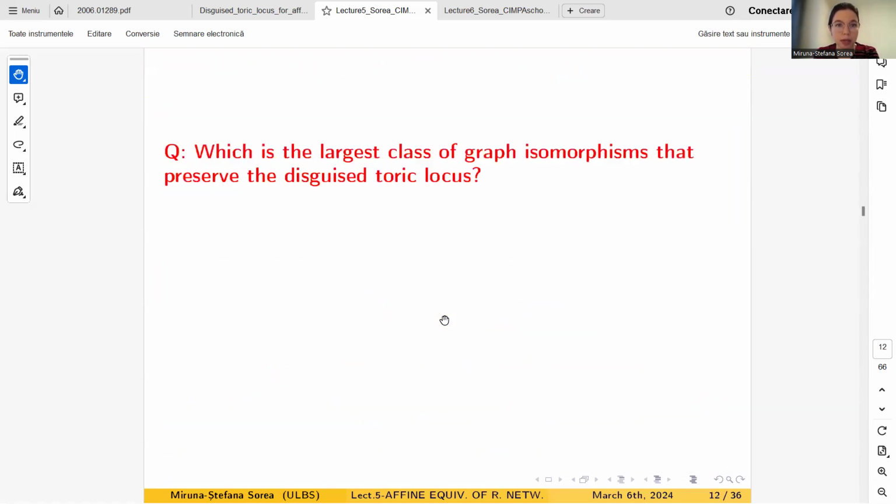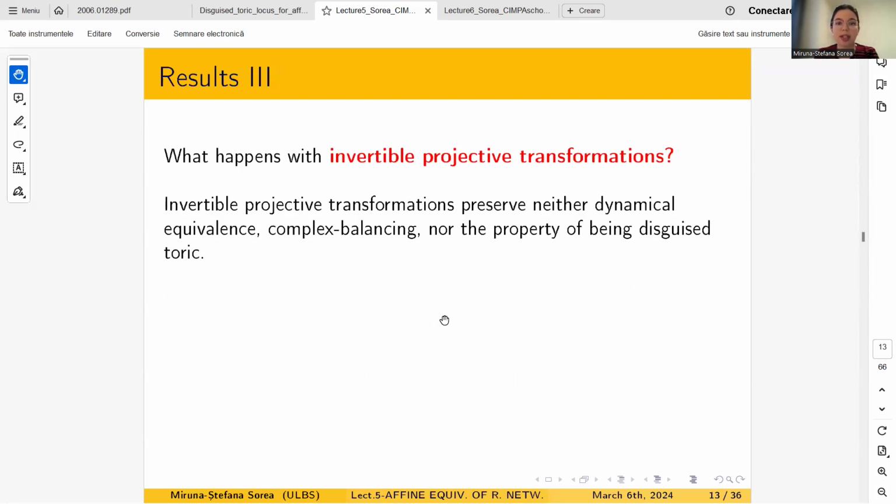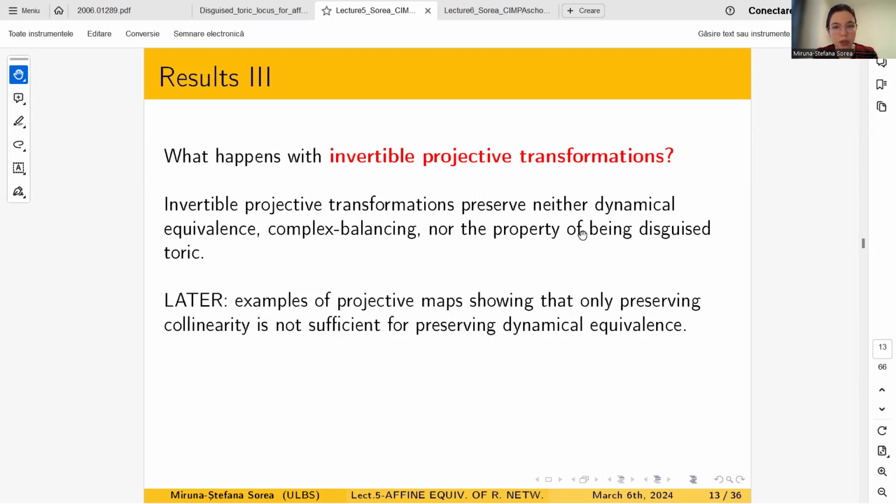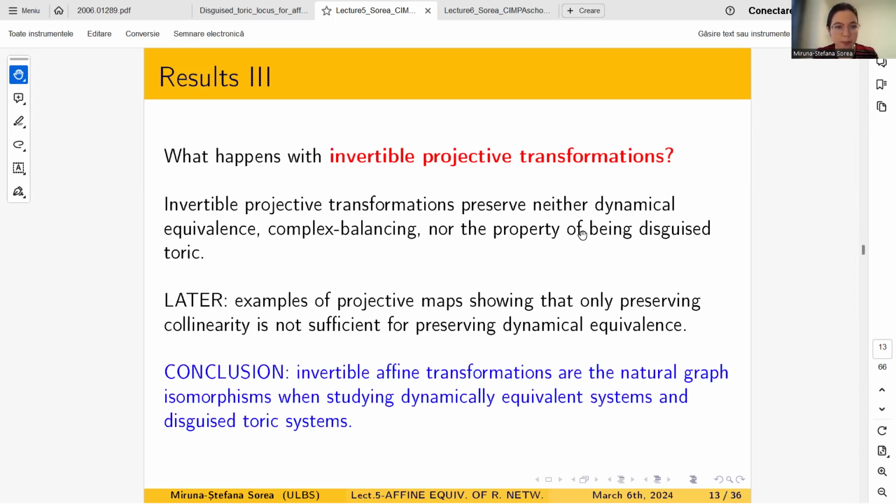Okay, go back. So we see here that projective transformations are not what we want, and are not helping us in any case for any of these properties. I'll show examples in the slides later. As a conclusion, I would say that the class of invertible affine transformations are the most natural graph isomorphisms when we want to study dynamical equivalence and disguised toric systems. That's the reason why we look at these transformations.